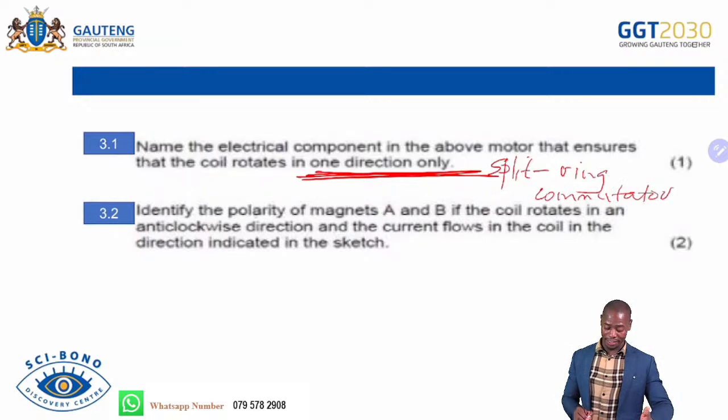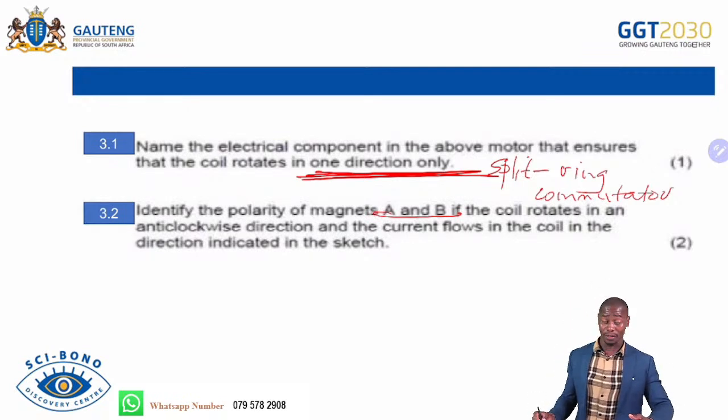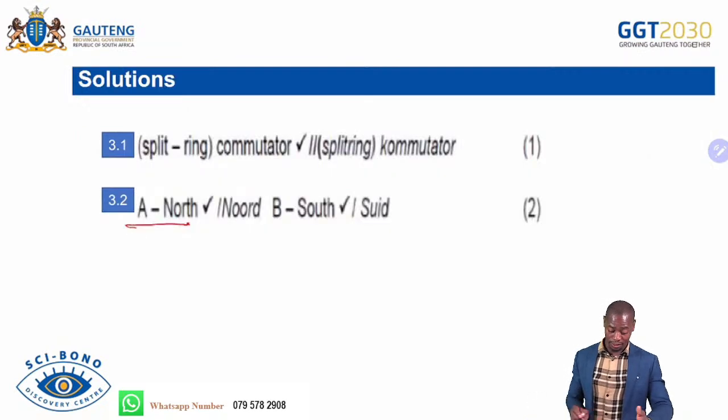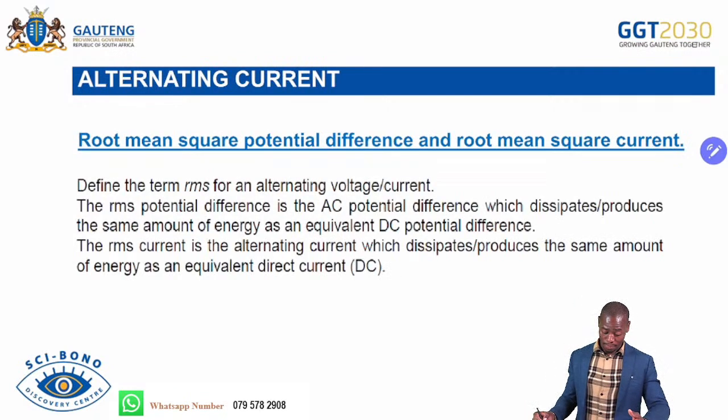Then identify the polarity of the magnets A and B. For you to get that, you have to use Fleming's left-hand rule, because this is a motor. So you have A as your north and B as the south pole. But to get that, Fleming's left-hand rule, it's a motor.